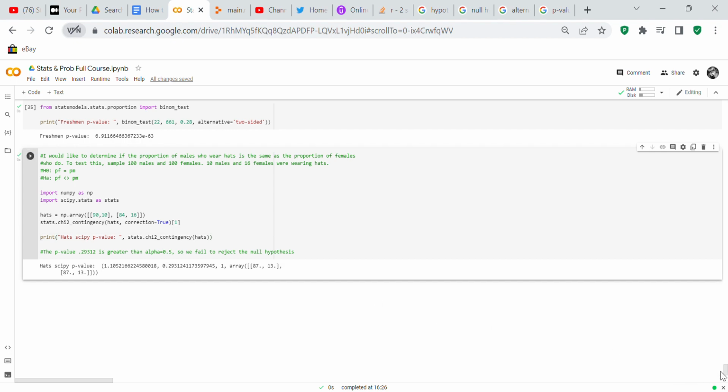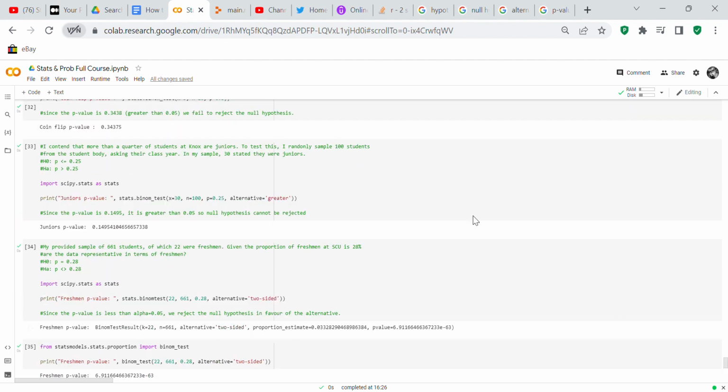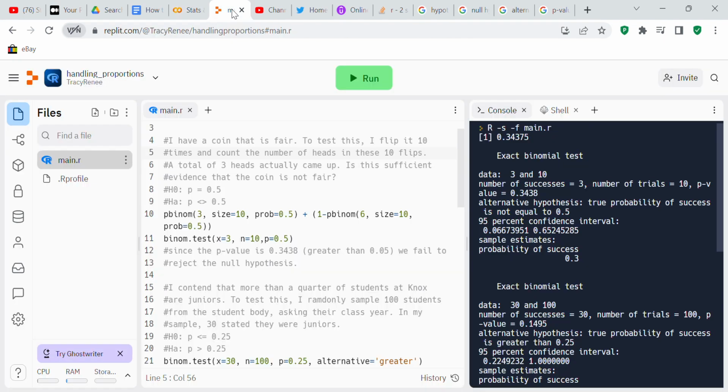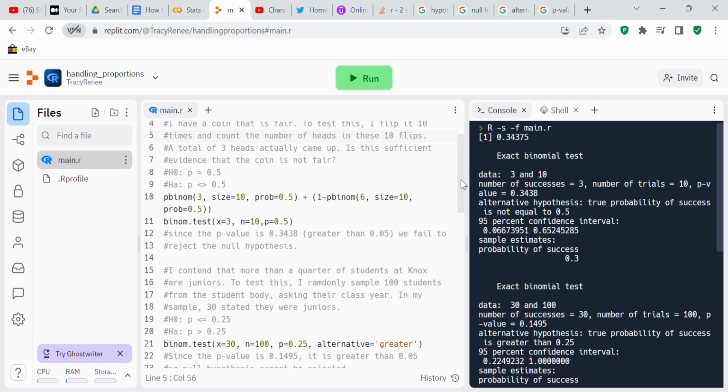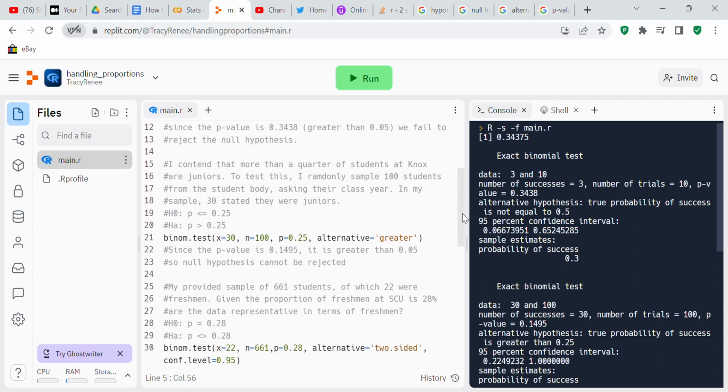Okay, so now we've got all of our p-values set up so you can see that they're all p-values. Now we're going to go to our next question. And you can see that the answer was, since the p-value 0.3438 is greater than 0.05, we fail to reject the null hypothesis. So that just means it's accepting the null hypothesis.